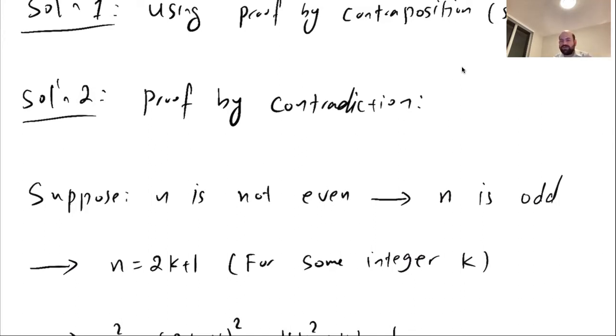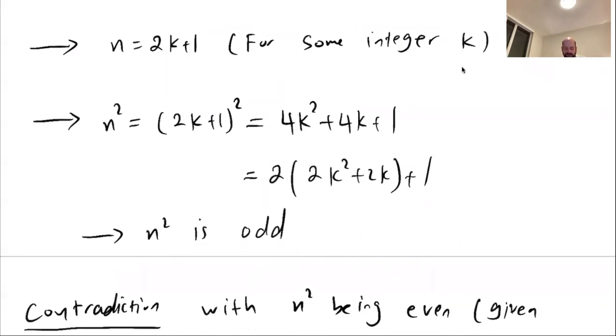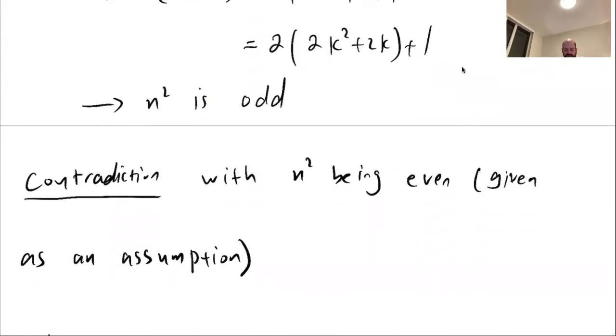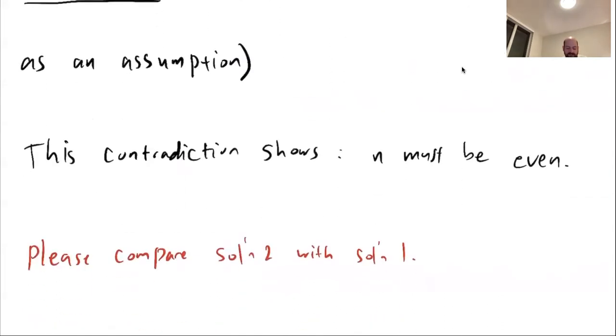In proof by contraposition, we said, okay, let's assume negation q, we prove negation p. In proof by contradiction, we say, okay, let's assume q does not hold, which is basically the same as negation q holds. And then we reach a contradiction. And then after we reach the contradiction, we say, okay, this is a contradiction with what? And then we say, this contradiction shows that q must be true. And in this case, it means n must be even.